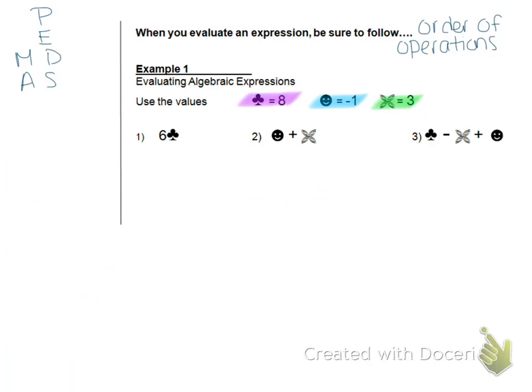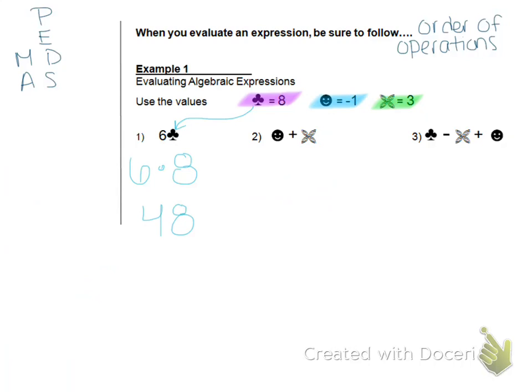So in question number 1, we see 6 written next to the club. When you see a number written next to some kind of variable or symbol, that's going to mean invisible multiplication. So for this problem, we're going to multiply 6 times whatever value the picture stands for. In this case, it stands for the number 8. So 6 times 8, which is 48.